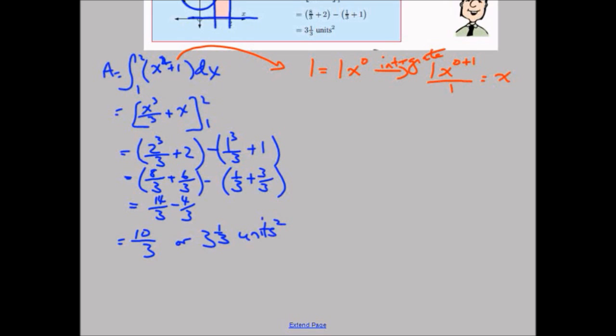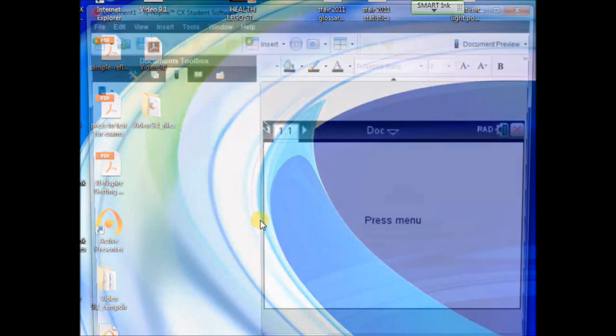Okay, let's take a look at our graphing calculator. Get your graphing calculators out, please. Pause the video and get your graphing calculators out. 2 different ways on the graphing calculator.